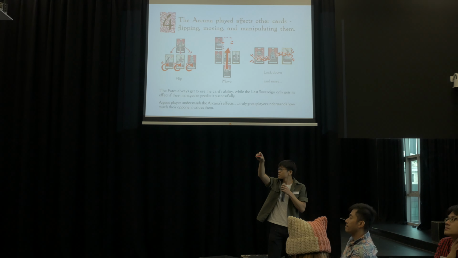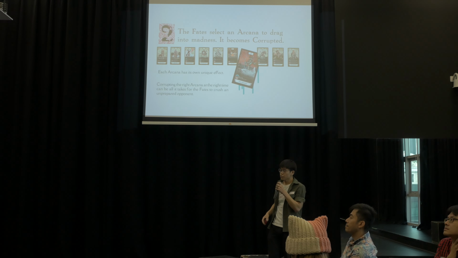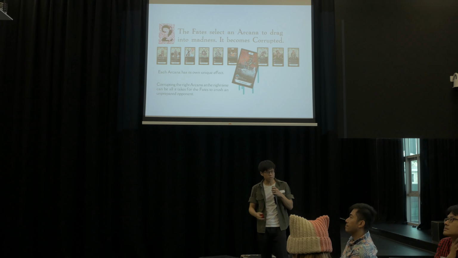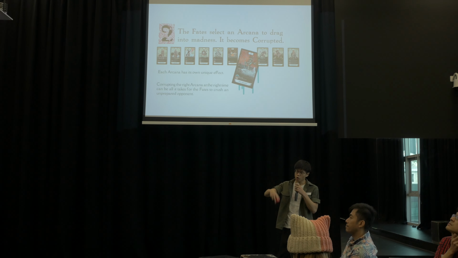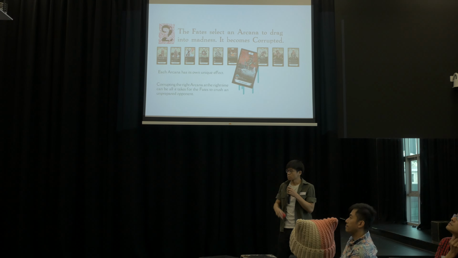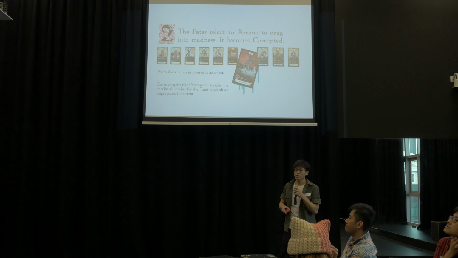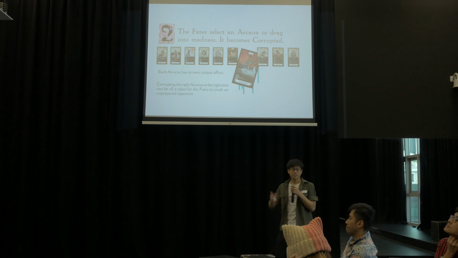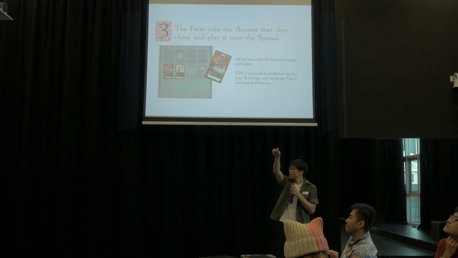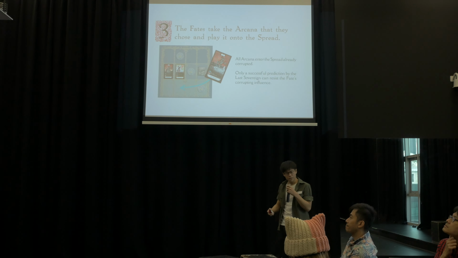Then the Fates, which is the bad guy in this game, are going to pick one to drive the madness. They're going to pick one and corrupt that card. So the big mechanic of the game is: did person A correctly predict the card that person B is going to choose? At that point, person B, the dealer, puts the card onto the spread.